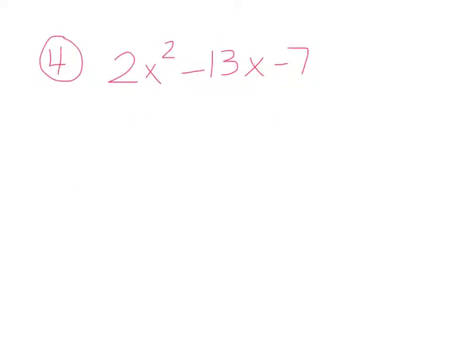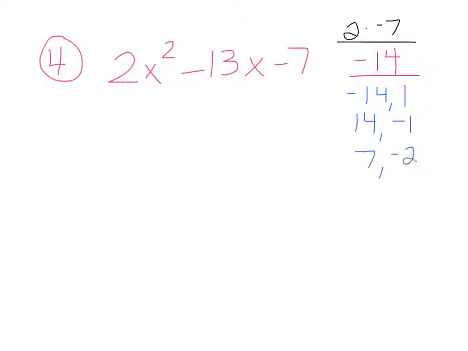All right, last problem here. So we're going to take, again, 2 times negative 7, because we took a times c. We're going to get negative 14, and we're going to start listing factors of negative 14. So we have negative 14 and 1, we have 14 and negative 1, we have 7 and negative 2, and we have negative 7 and positive 2.